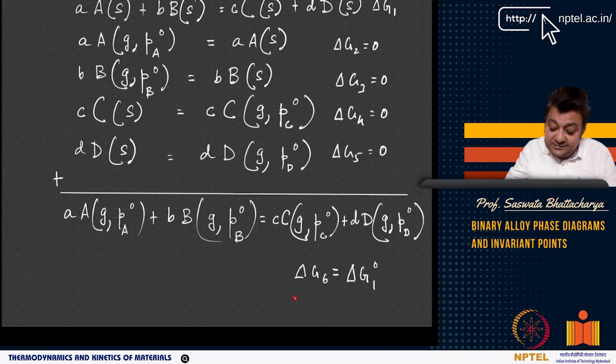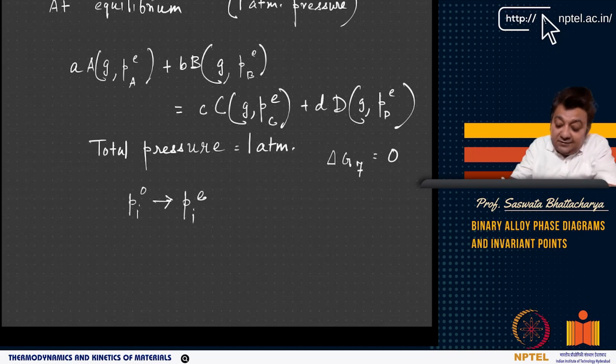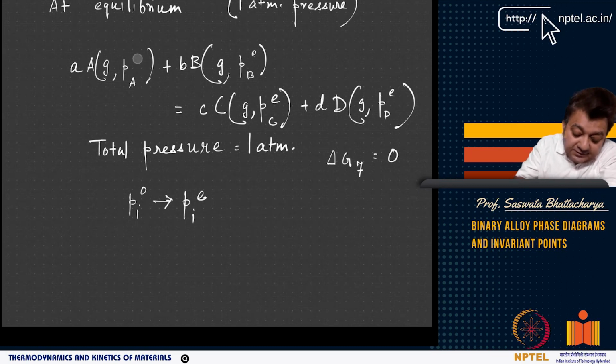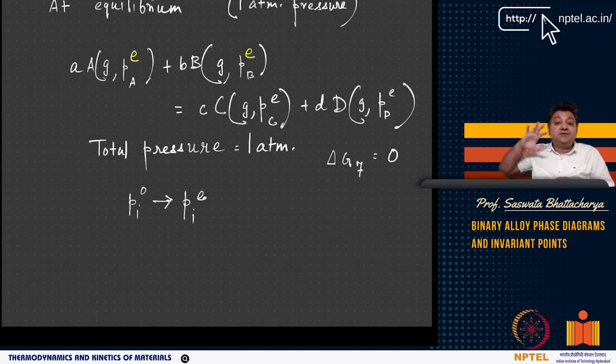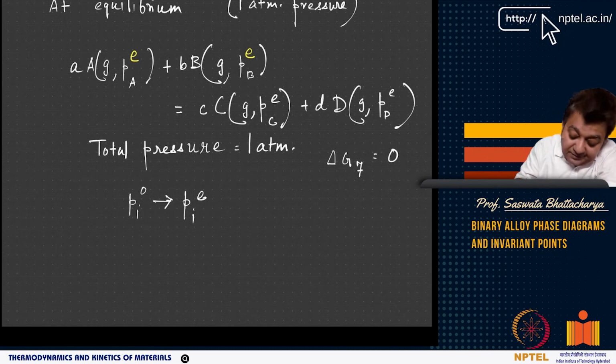Now delta G6, basically, if I sum, equals delta G. At equilibrium, and we are assuming the ambient pressure is 1 atmosphere, the superscript is now E. So what we are saying is that at equilibrium, where the overall pressure is 1 atmosphere, you have this reaction where a moles of A in the vapor phase are at an equilibrium partial pressure. So here we are looking at an equilibrium partial pressure of component A.